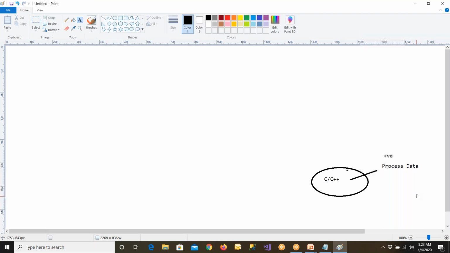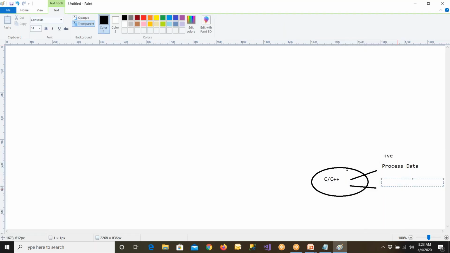Language can process the data, but what can language not do? That is also very important for us. What language cannot do, that is the negative point. Language cannot store data. This is a big issue with the language.